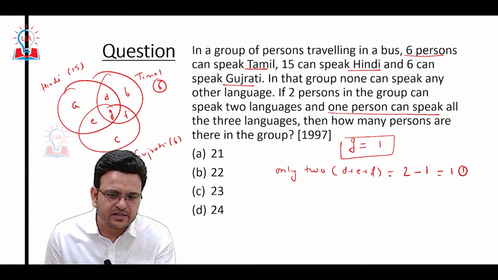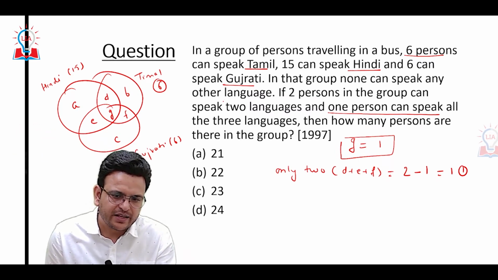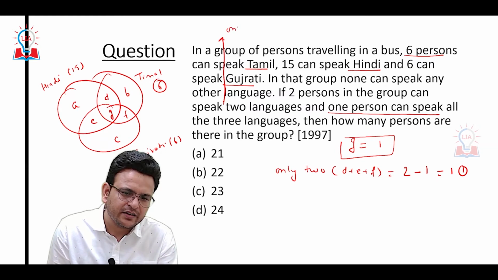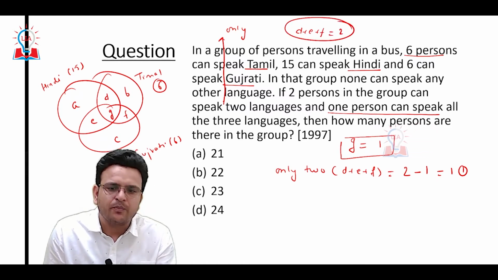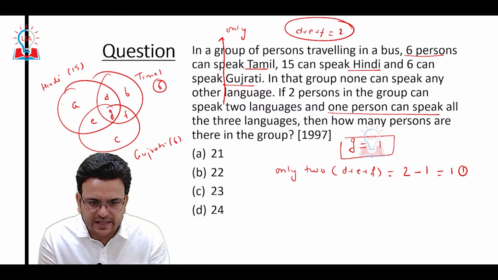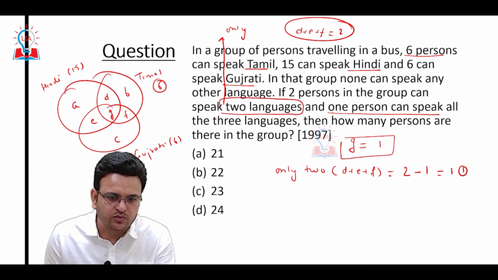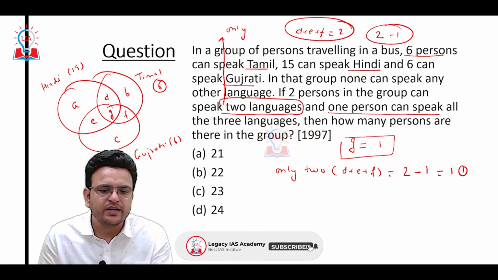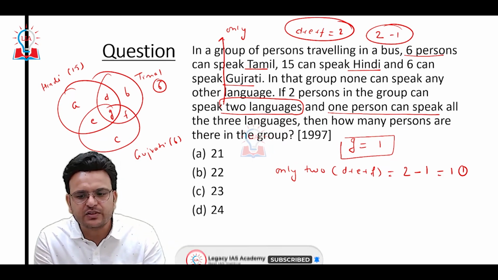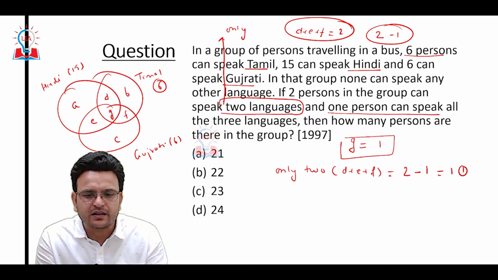Here they are not mentioning if two persons in the group can speak only. If they had mentioned the word only here, then we can say that D plus E plus F equal to 2. But they have mentioned two languages. It is not only two. So we have to subtract 2 minus 1. So it becomes 1. So we can say that DEF equal to 1, and then one person can speak all the three languages.